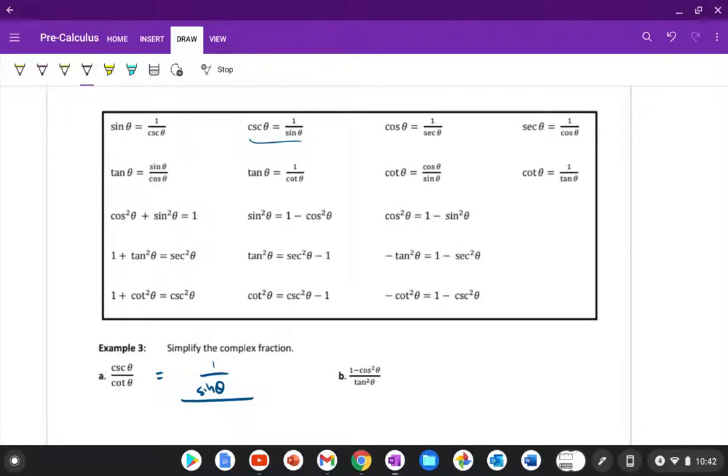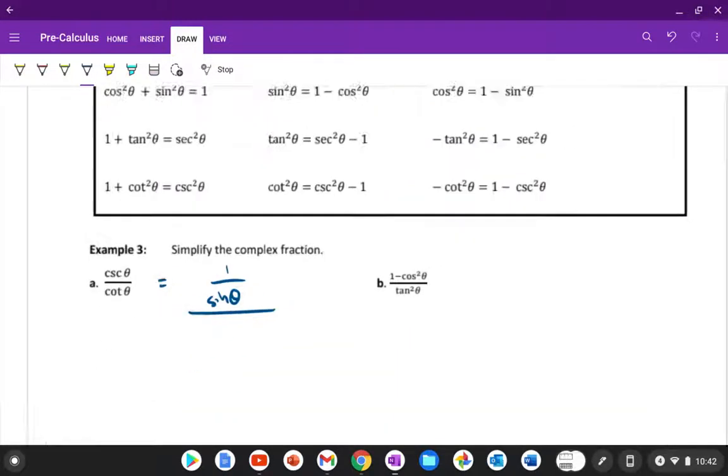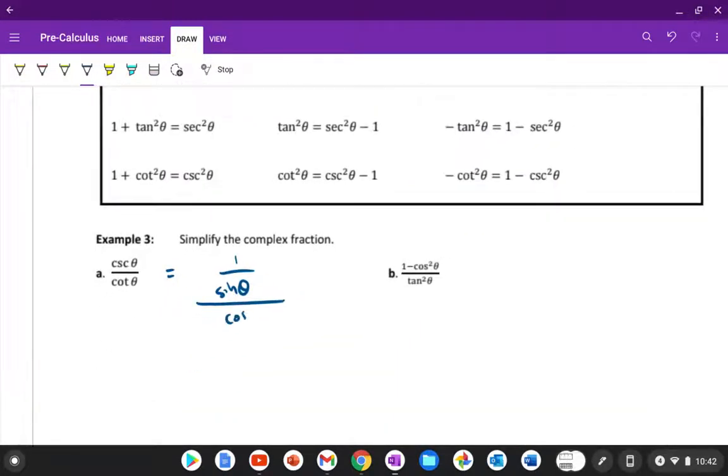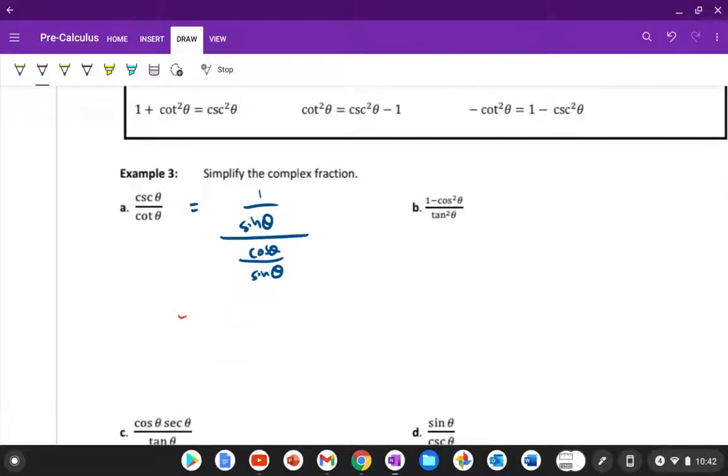Now, cotangent, we're going to use this version of it instead of this one over here, where it's 1 over tan. We don't want to do that. We're going to do cosine theta over sine theta, because remember, we want to get everything in terms of sines and cosines. Okay, so now we have a complex fraction. It might look like we just made things way worse, but this is going to help us because we're going to keep the first one, the top, 1 over sine theta, multiply by the bottom flip, the reciprocal, times sine theta over cosine theta.